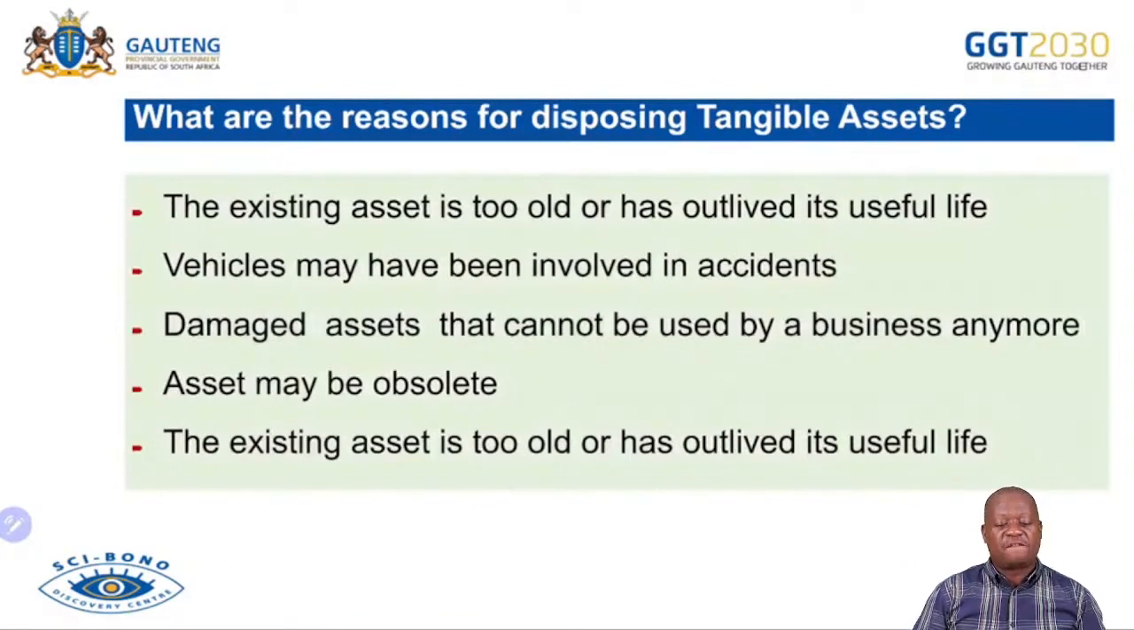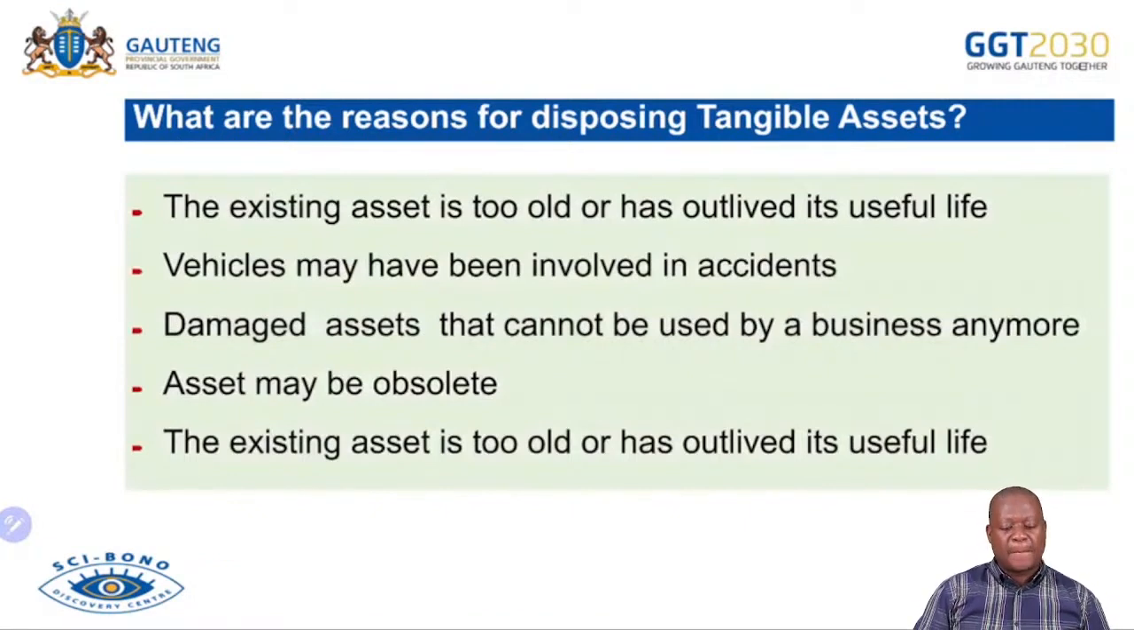Vehicles may have been involved in accidents. Either it's written off, or it has been taken over by our insurer and then we are going to claim from them, or maybe it's no longer what we would expect as a business to keep as a vehicle after the accident. Damaged assets that cannot be used by the business anymore. It has been damaged and we can no longer use it.